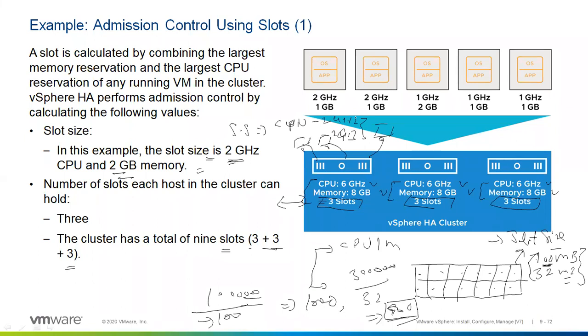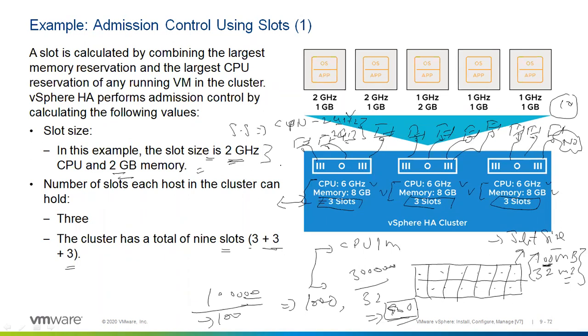Now suppose I am running 3 virtual machines on one host with this configuration, 2 gigahertz, 2 GB, 4 virtual machines on another host with the same size, and 3 VMs on the third with the same size. That means you are running 10 VMs in total, each with 2 gigahertz, 2 GB. First question: will it allow running the 10 VMs? The answer is no, because if you have defined the slot size, you cannot go beyond the slots value at all.